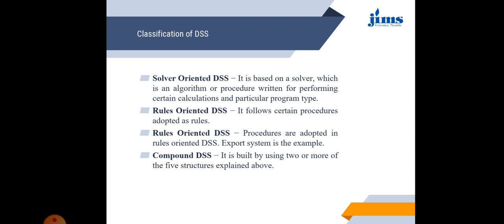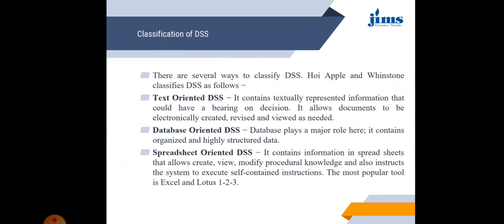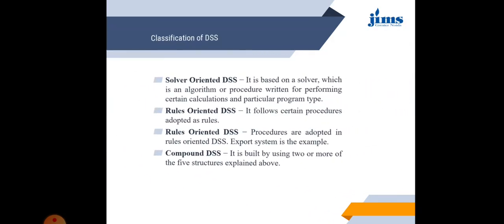In a rules oriented DSS, procedures are adopted as rules. Expert systems are examples. Compound DSS is built by using two or more of the five structures explained above. Compound DSS means it is a combination of two or more DSS structures. So these are the classifications of DSS.